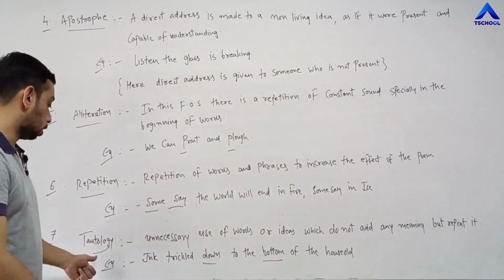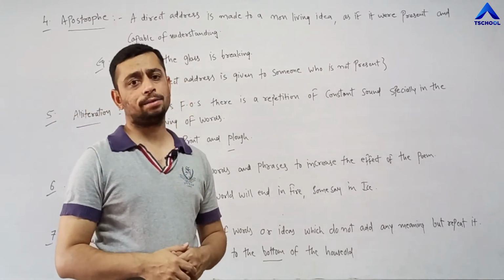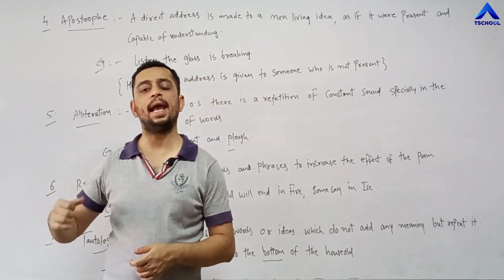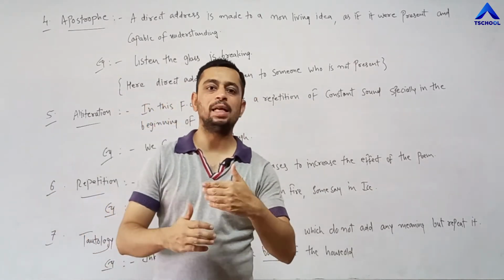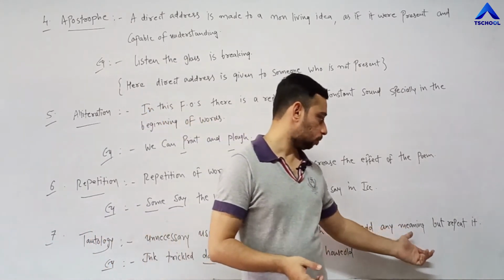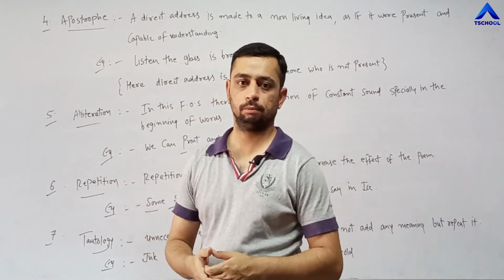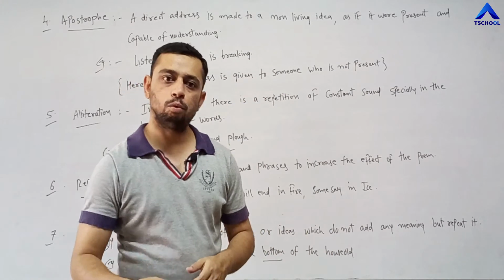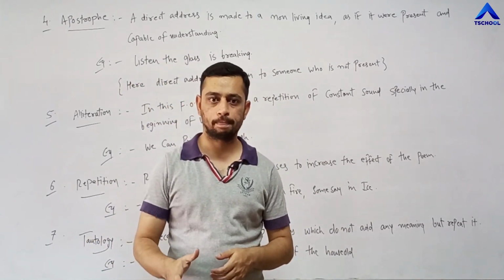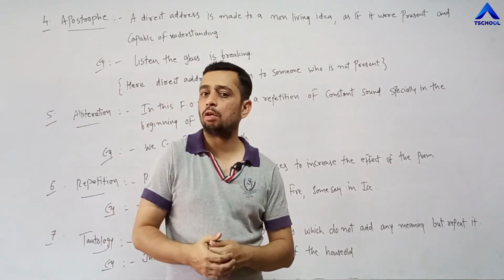Next figure of speech. Tautology. What is a tautology? Tautology means unnecessary use of words which are not required, which do not add any meaning to it, but just increase the length of the poem, or just add some worthless meaning, but it repeats itself. The poet might have used certain kinds of words or lines in which certain words are being repeated, unnecessary use of words which are not actually required.